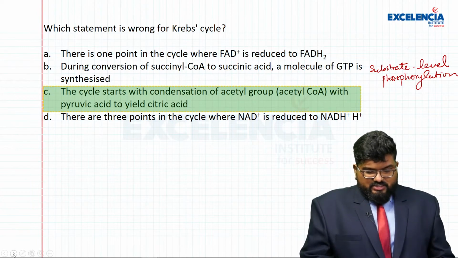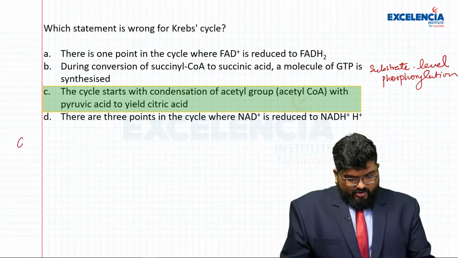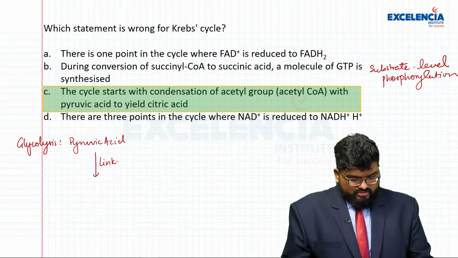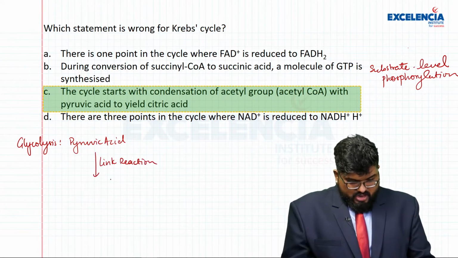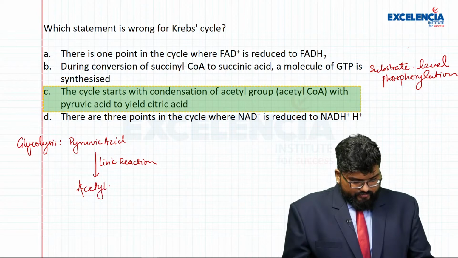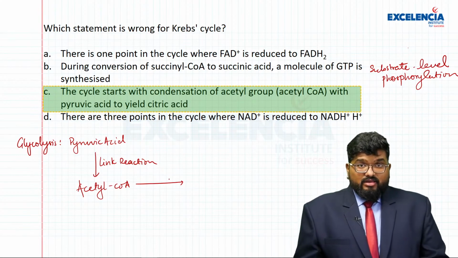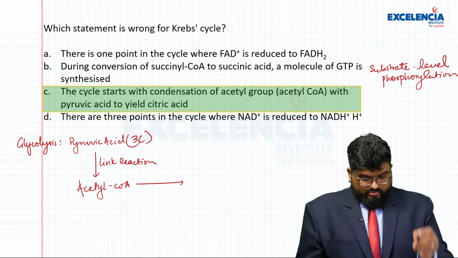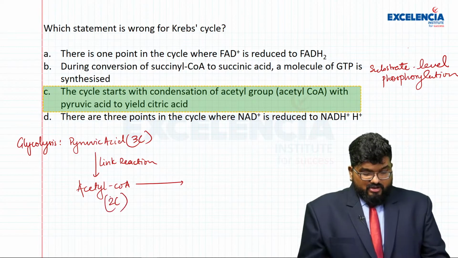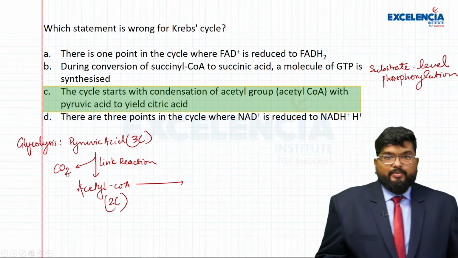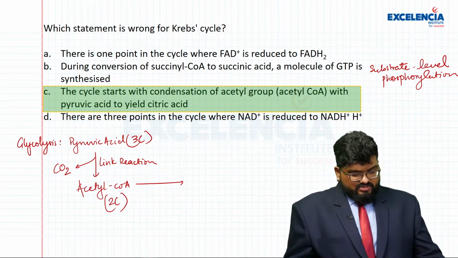So let's understand this. Glycolysis gives us pyruvic acid. Pyruvic acid undergoes link reaction and gives us acetyl-CoA. Pyruvic acid is a 3-carbon compound. Acetyl-CoA is a 2-carbon compound because during link reaction decarboxylation takes place. One carbon dioxide is released.